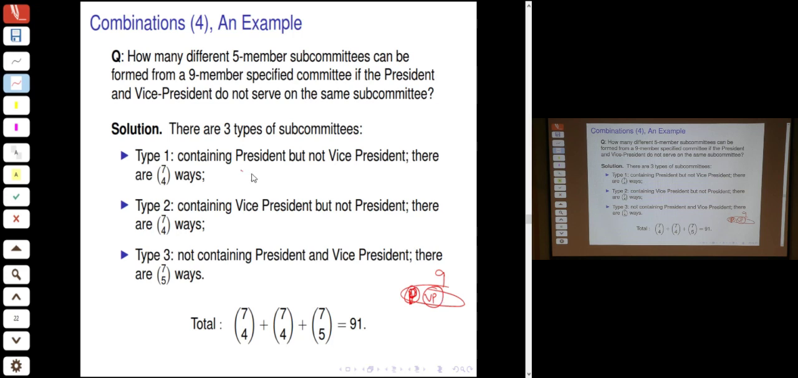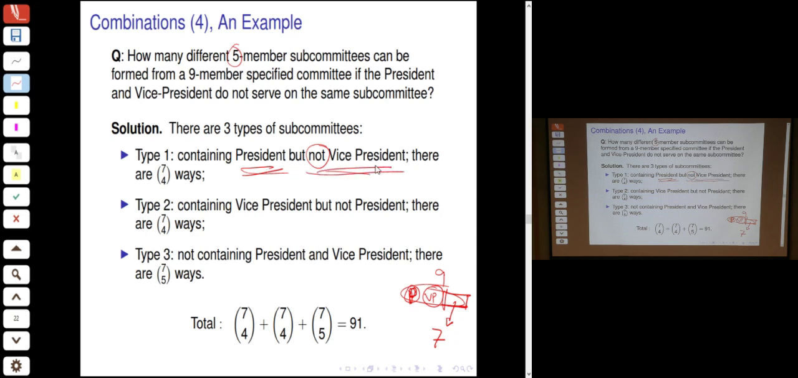So let us first count the number of subcommittees containing the president but not the vice president. So how do we do that? Other than the president and the vice president, there are 7 ordinary members. Okay? So you have to select 5 members in total. You already have the president, so you need 4 members remaining. You cannot have the vice president, so these 4 members you have to choose out of the 7 ordinary members. So you choose 4 out of 7 ordinary members to complete your subcommittee, and this is 7 choose 4 ways. Okay?